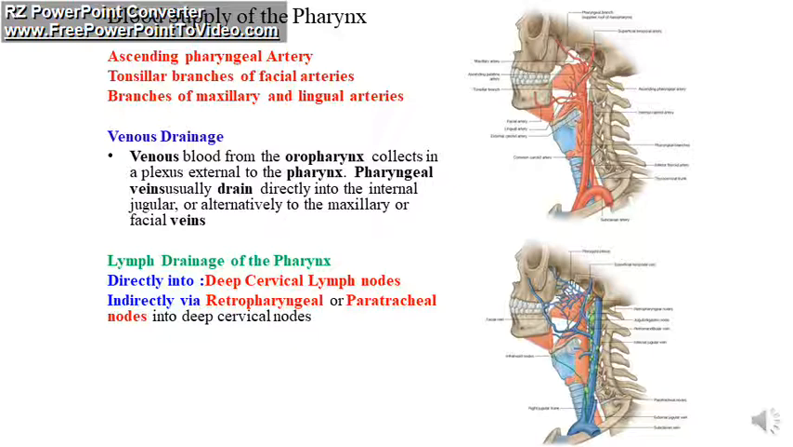While the lymph drainage of the pharynx goes to the deep cervical lymph nodes, and retropharyngeal, this is the retropharyngeal here, retropharyngeal and paratracheal nodes in the deep cervical nodes. Any question?